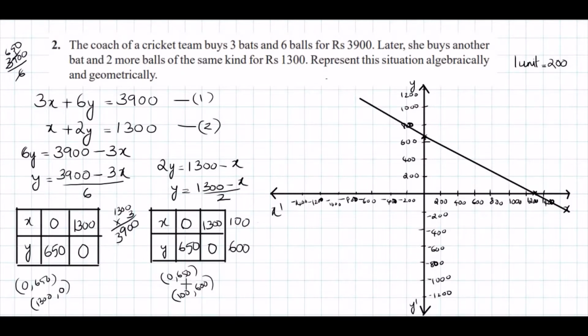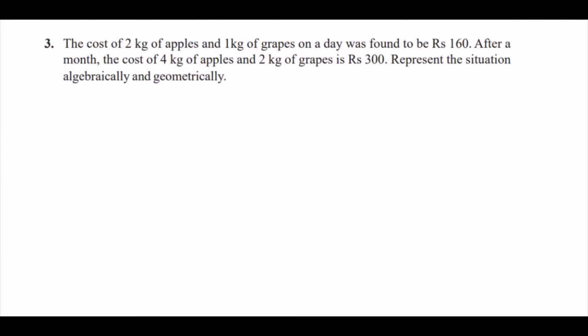Now plot the second linear equation. The solutions are (0, 650), that's the same point, and (100, 600). So x value is 100 and the y value is 600. So it will be here. You can see all the points lie on the same line. That is, the two lines are coincident. When the two lines are coincident, you know there will be infinitely many solutions. So for this problem, you will get infinitely many solutions for x and y.